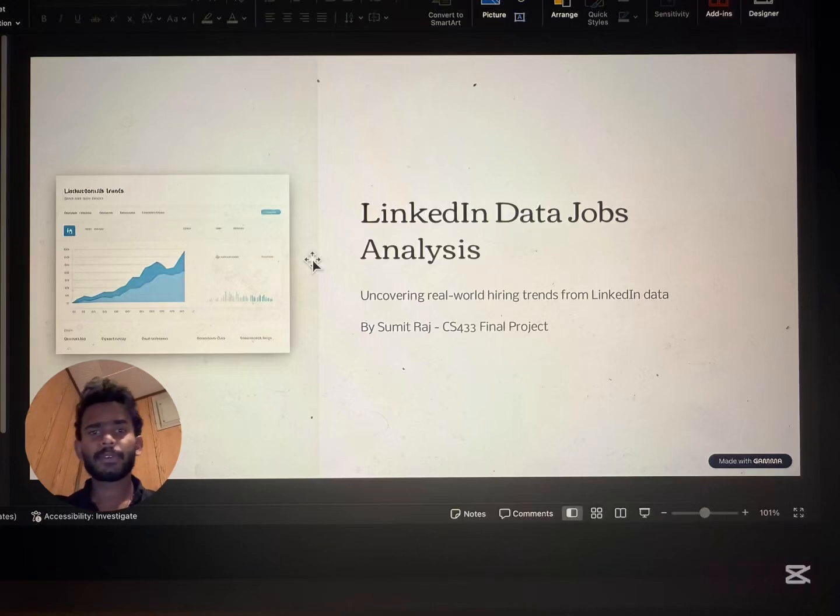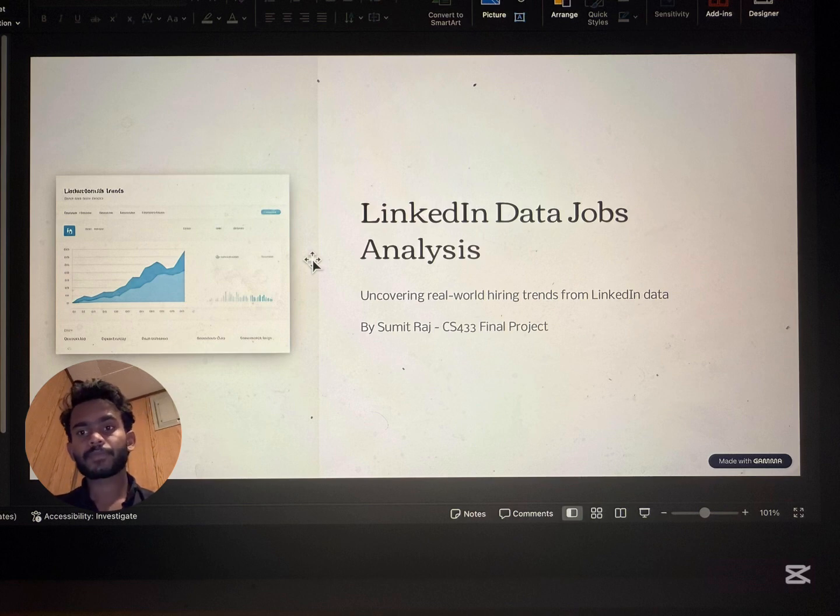Hello everyone, my name is Sumit Raj and I'm excited to share my CS433 final project, LinkedIn data jobs analysis. In this project I analyzed real job postings from LinkedIn for data related job roles like data analyst, data scientist and data engineers. I got this project from Kaggle, as mentioned in the final project requirements.